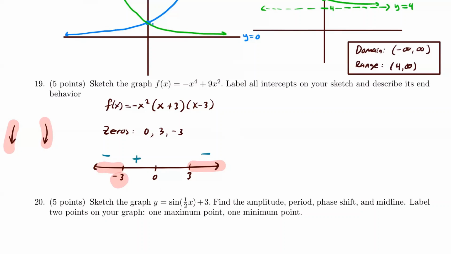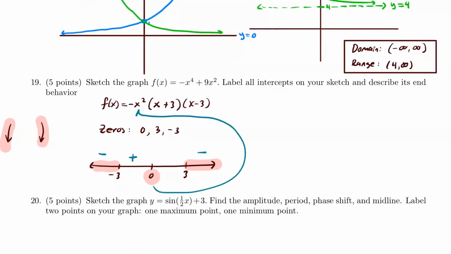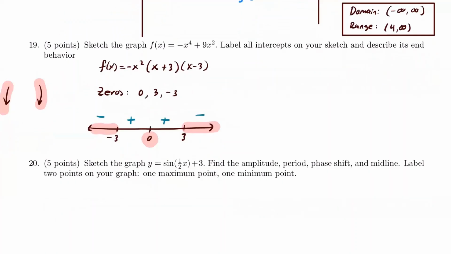And then now let's go to the next 0. The next 0 we have is 0. Now 0 came from this factor right here. It has an even power, which means the sign to the left and right does not change. So it'll be positive again. And we don't need to do the last one because we already have it from end behavior. So that's how you do it quickly, figuring out what sign goes to the left and to the right of a particular 0. So here's our xy plane.